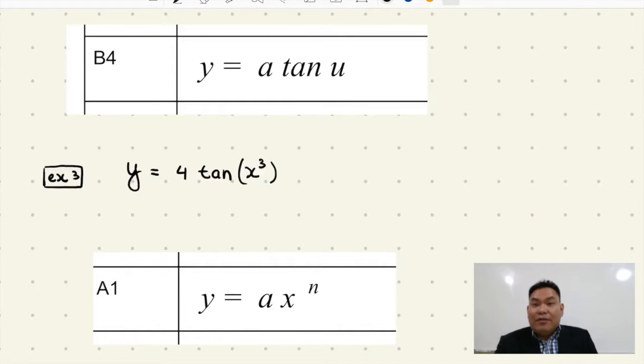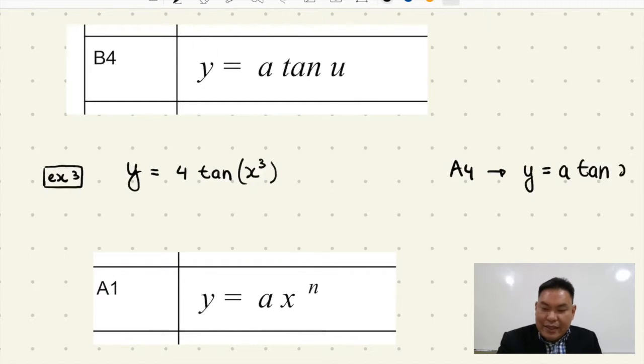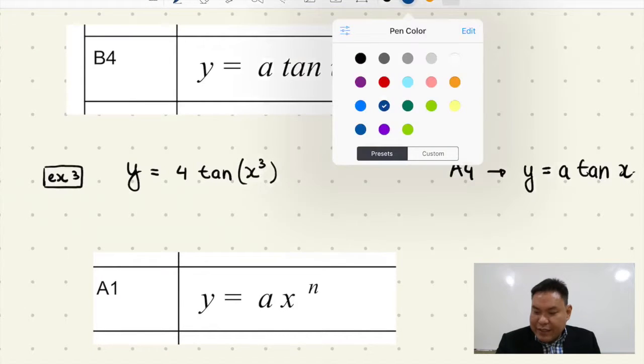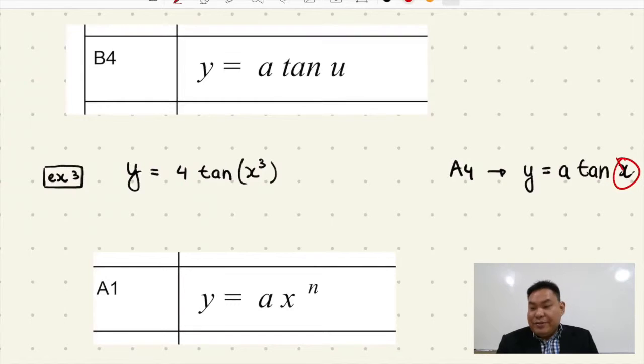If you use formula A4, it will be wrong, because the formula A4 is y equals a tangent x, and that is different from x cubed. So you're not allowed to use formula A4. You must use formula B4. Then to differentiate x cubed, we use formula A1. I mark here.